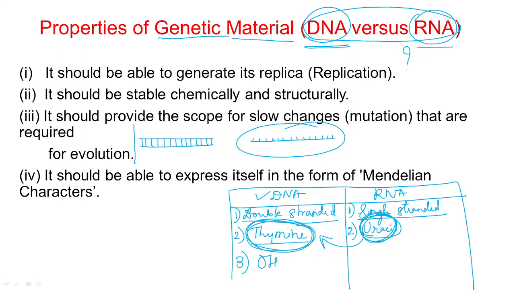Third point is, in case of DNA, the OH group is absent, but in case of RNA, the OH group is present. So the presence of the OH group again is a drawback for the RNA. Why? Because it will make the RNA more reactive. Clear? So these are all the different points that make DNA a successful genetic material when compared with RNA. Is that clear?